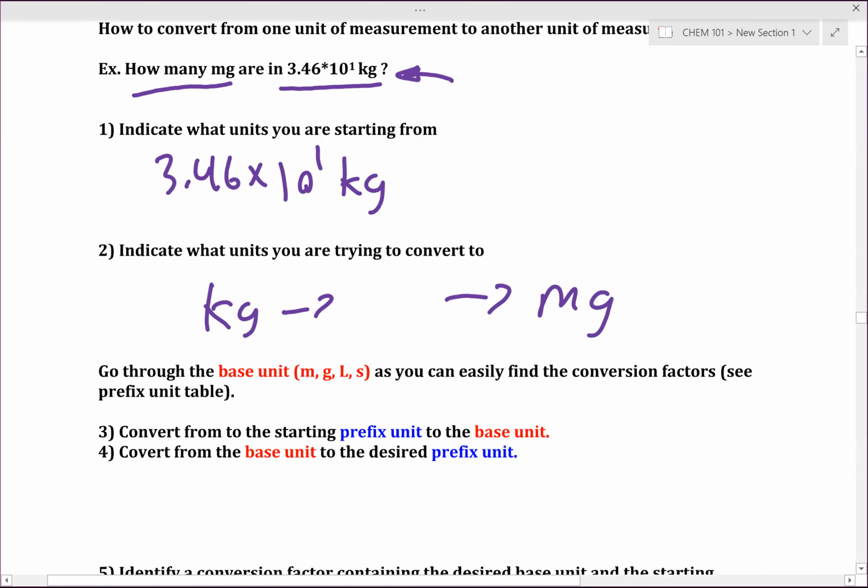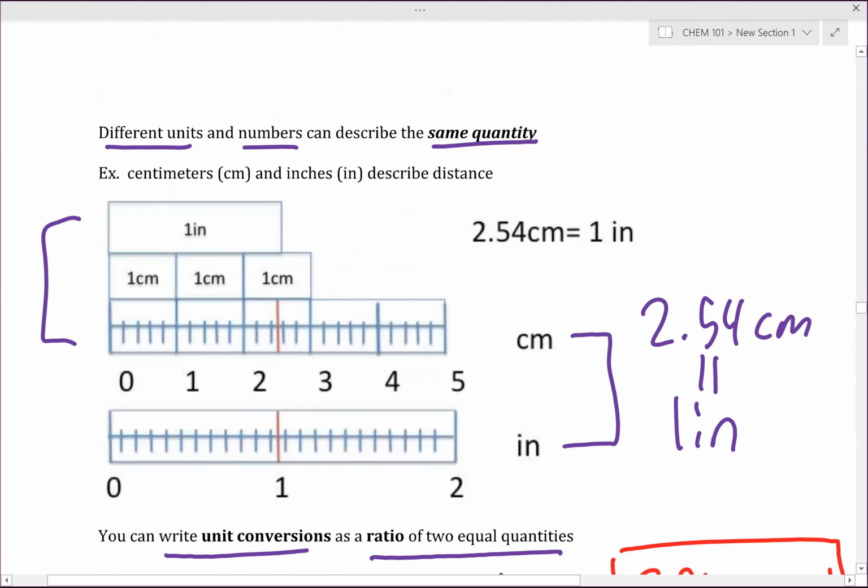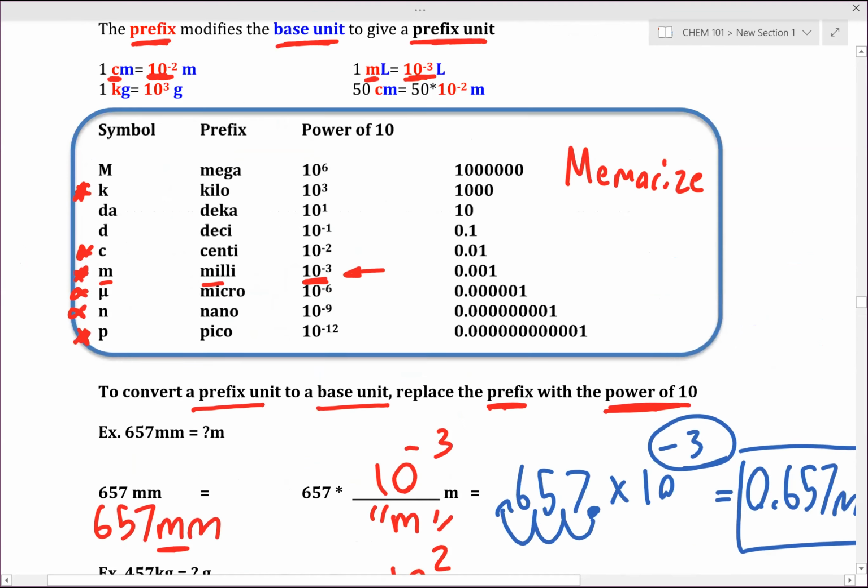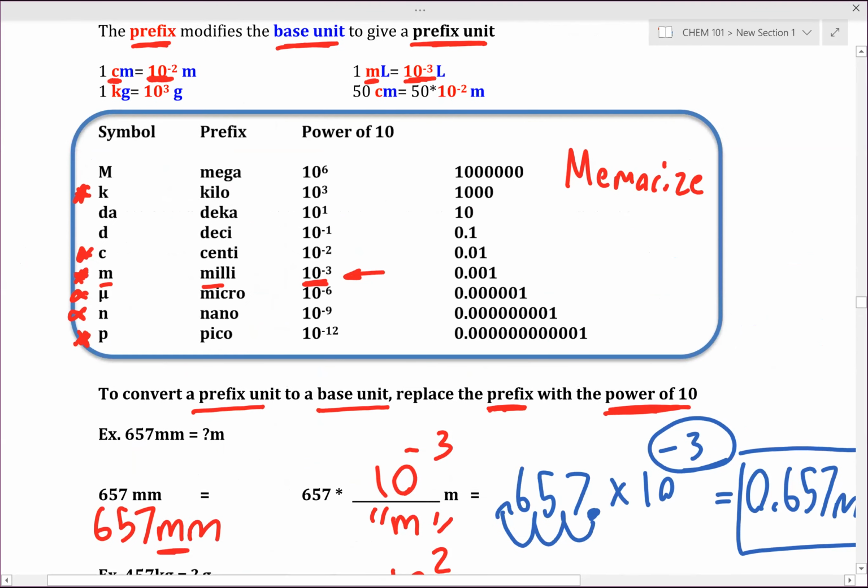What is the base unit? Grams, exactly. It's the unmodified unit. So notice these two, kilogram and milligram, are prefix units, modifying the base unit of grams. Okay, perfect. So our goal is to go through the base unit. And the reason why we go through the base unit: do we know how to convert from prefix to base unit really easily? Do we have a giant table that we discussed? We have this giant table right here that you're going to become quite acquainted with.